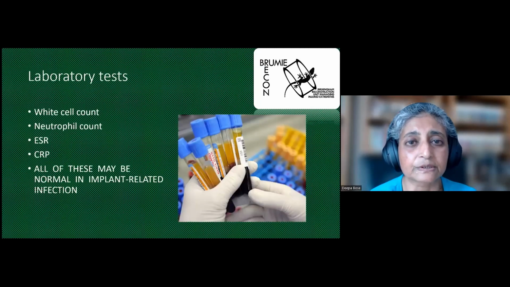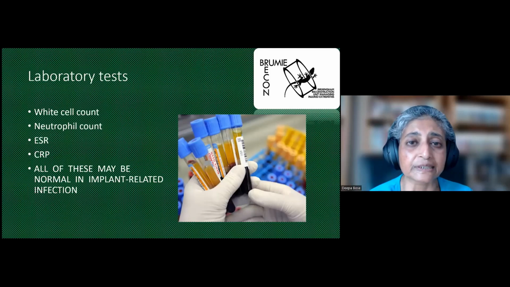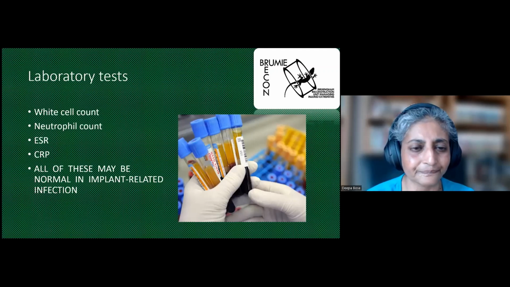Well, what about blood tests? Well, we know that in the presence of implant-related infection, all of our normal inflammatory markers, like the white cell count, neutrophil count, ESR, and CRP, they may all be completely normal in an implant-related infection, unless it's a very severe infection. So although you may do bloods, they may not be that helpful in diagnosing an FRI.